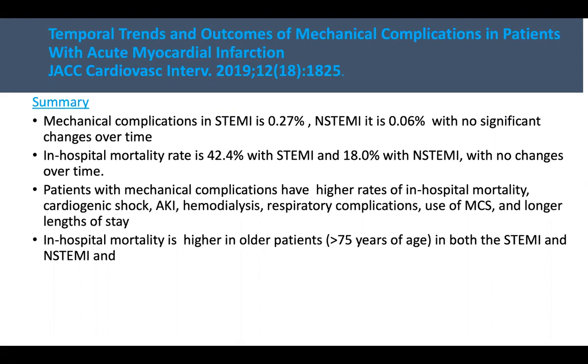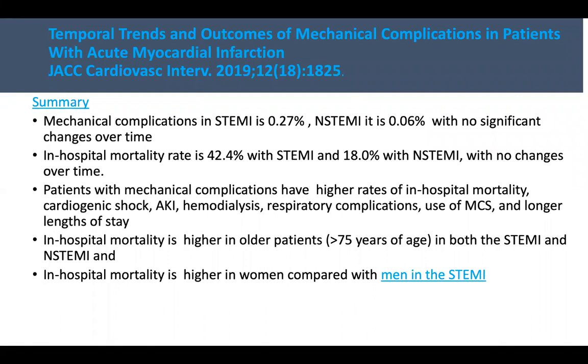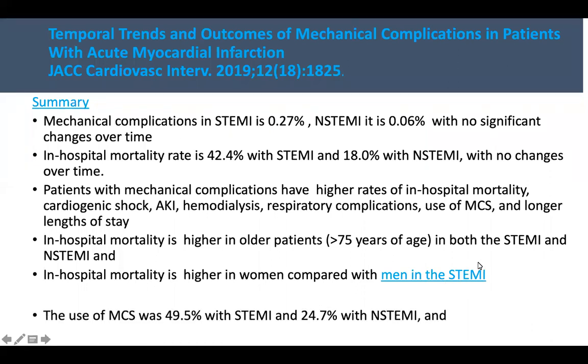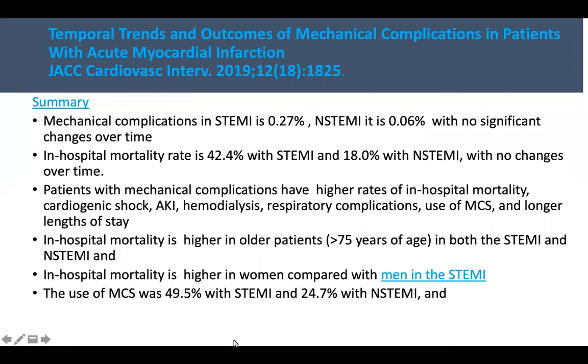In-hospital mortality is higher in the elderly people in both STEMI and non-STEMI. In-hospital mortality is higher in women compared to men in the STEMI, but we did not observe this in the non-STEMI. So mechanical circulatory support is pretty high in this group of patients. We put around 50% on mechanical circulatory support in STEMI, and 25% in non-STEMI patients. So this was a good summary. I think it is a very interesting paper to read and know what is the current status of these complications.